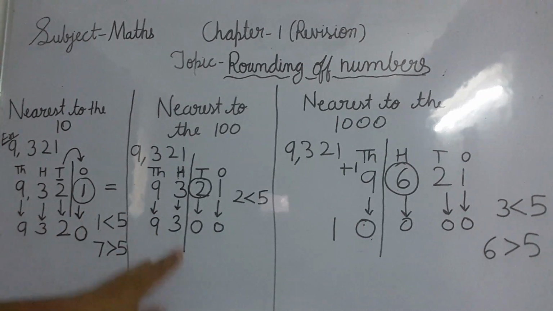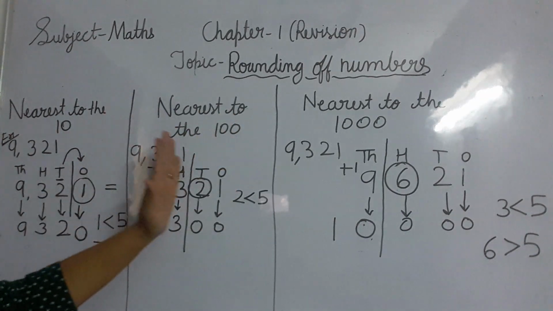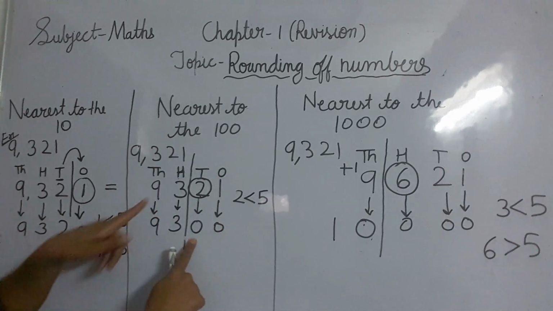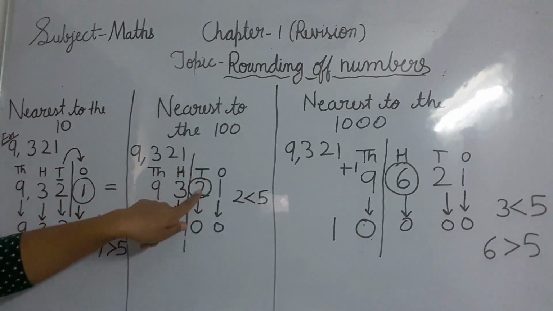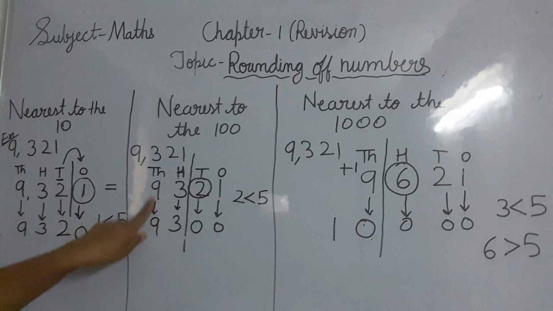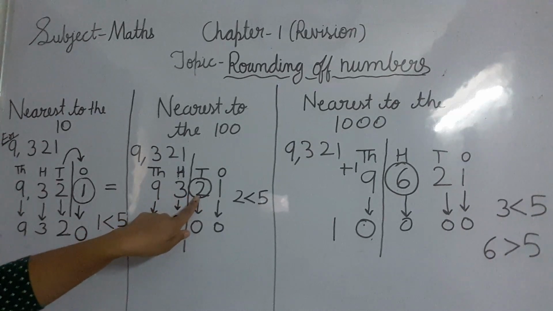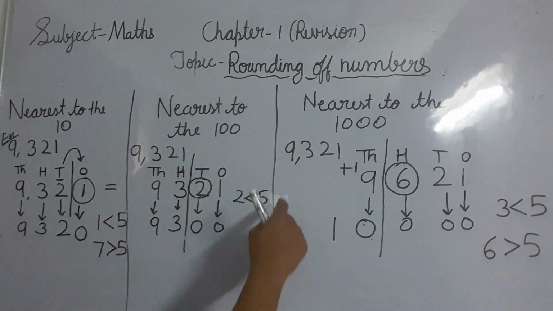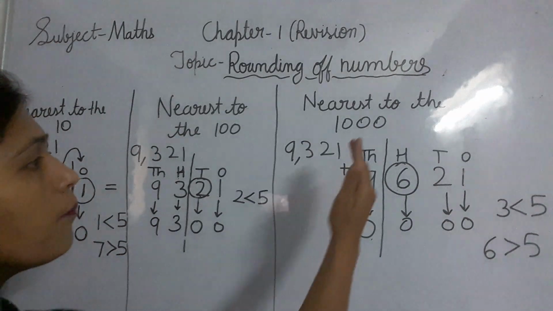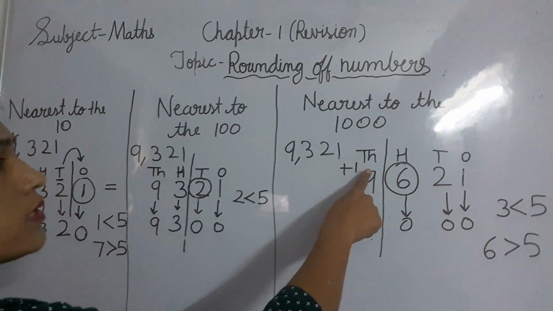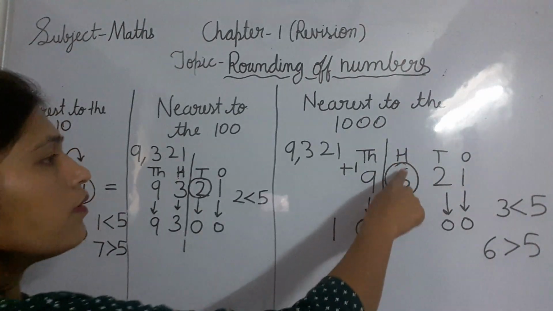The same procedure here. Nearest to the 100 means before 100. This is the 100. Before 100, convert all the numbers to 0 and compare the tens place, the nearby place, with 5. If it is less than 5, then the rest of the numbers will be the same. But if it is greater than or equal to 5, then we have to add 1 here. The same way here, nearest to the 1000 means before 1000 we have to convert all the numbers to 0. Yes. Now this time we have to compare the hundreds place with 5.